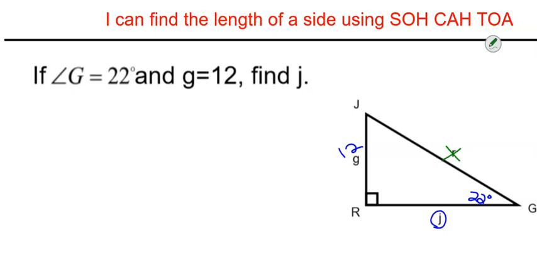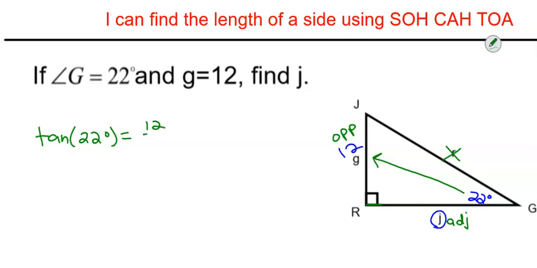Label your other two. It looks like across from 22, so that's our opposite, is 12. And then the J is right next to the 22. It's not the hypotenuse, it's a leg. It's helping make up this right angle. So it is the adjacent. So now we just have to remember which trig ratio is opposite and adjacent. That's tangent. So tan of 22 is equal to 12 over J.